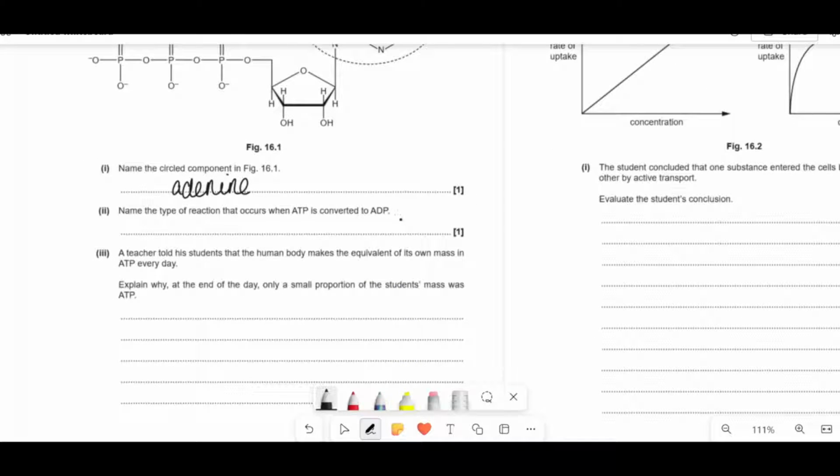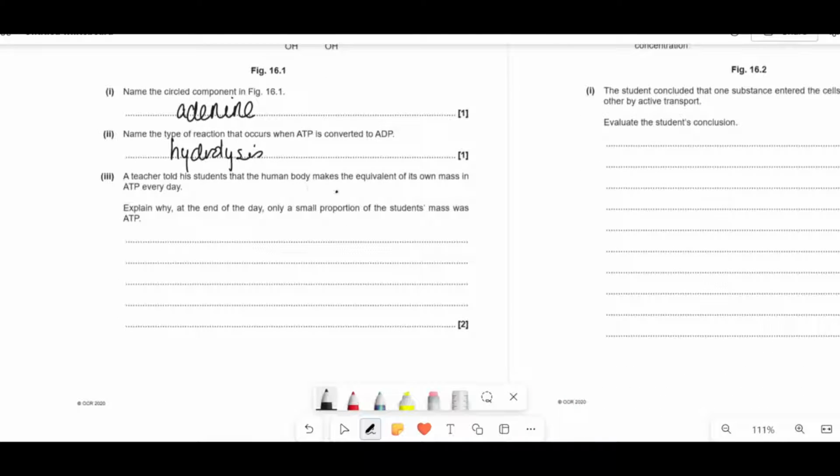So name the type of reaction that occurs when ATP is converted to ADP. So it's breaking down a molecule using water, so it's hydrolysis. A teacher told the students that the human body makes the equivalent of its own mass in ATP every day. Explain why, at the end of the day, only a small proportion of the student's mass was ATP.